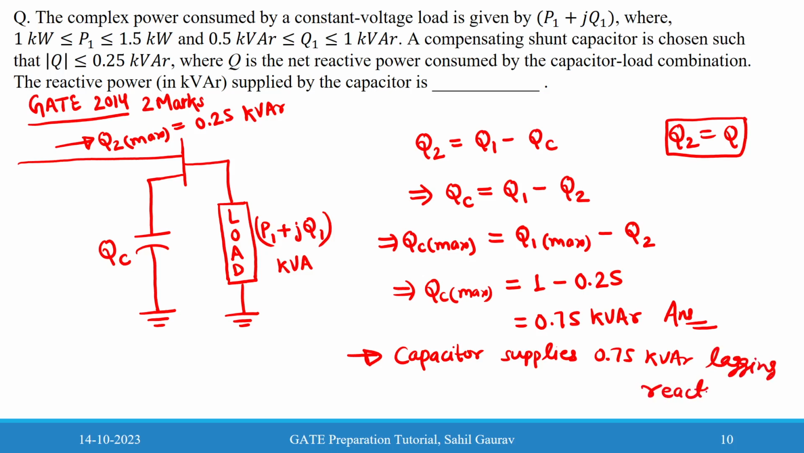Sir, capacitor always supplies reactive power. Yeah, capacitor always supplies, but if it is leading reactive power, then it changes. Capacitor consumes 0.7 kVAR leading reactive power. That means in terms of lagging and leading it will change, not always supply. If you are writing in leading reactive power terms, then it will be: capacitor consumes 0.7 kVAR leading reactive power.